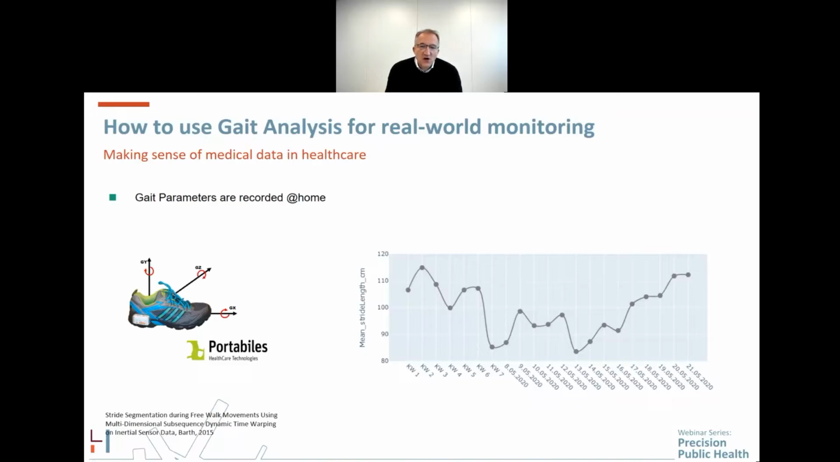So the question is, how can we make use of such data if we think about real-world monitoring and not a standardized test in a laboratory environment? And to go to that data, we need to go back one step to understand what actually happened to the patient while we did this recording. And I have to tell you that the patient is in different situations.